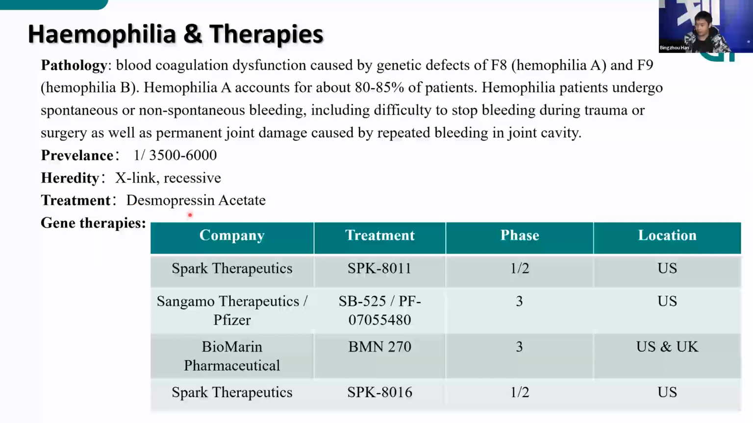Other companies like Spark or BioMarin have also developed gene therapies to overexpress factor 8 or factor 9. The ones I listed here are mainly factor 8 to treat hemophilia A, using adeno-associated virus vectors to express this gene in the human body to cure hemophilia A.